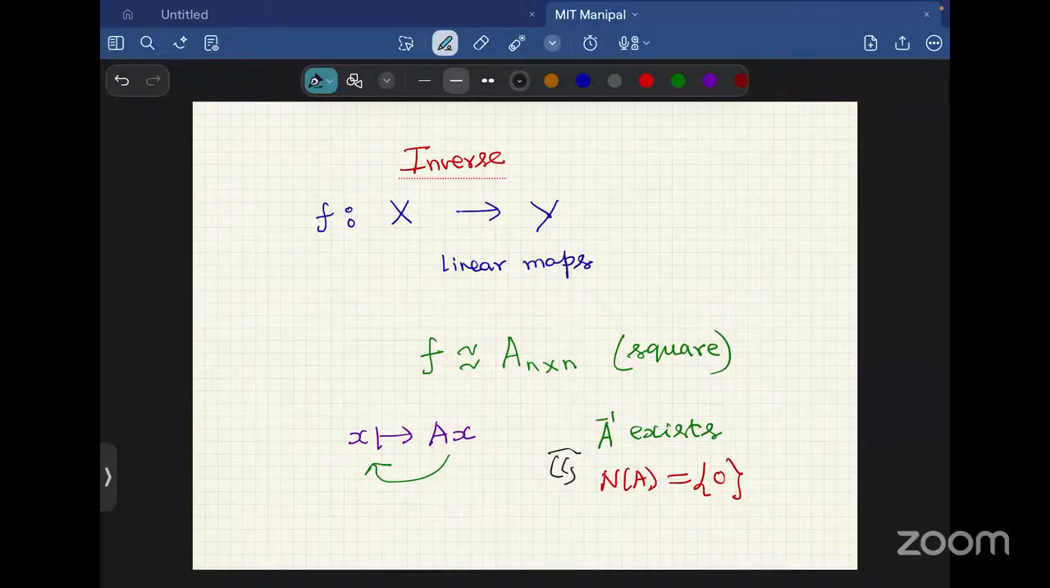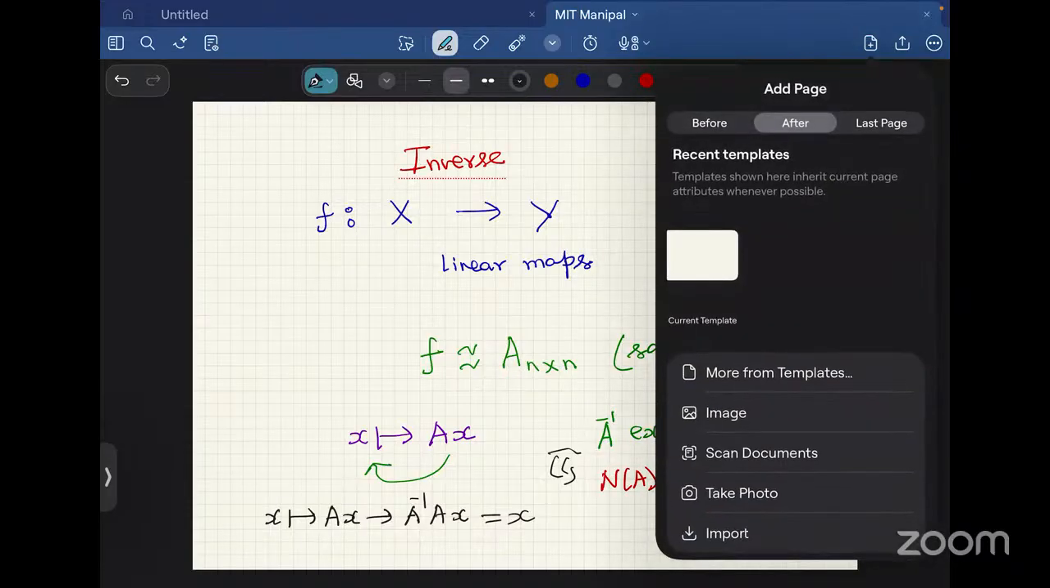When we start with any element x, we can have Ax. When we apply A inverse to Ax, we can come back to x. Therefore, we can talk about this inverse when we have a square matrix. But most of the time it doesn't happen.